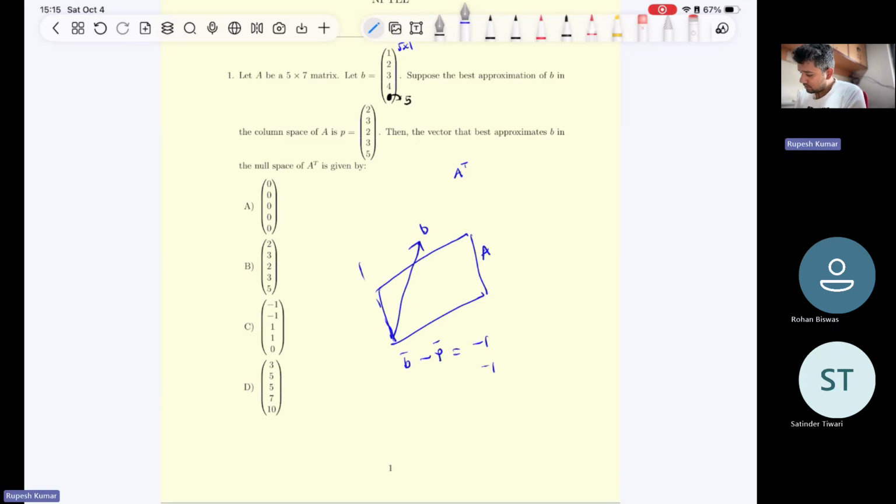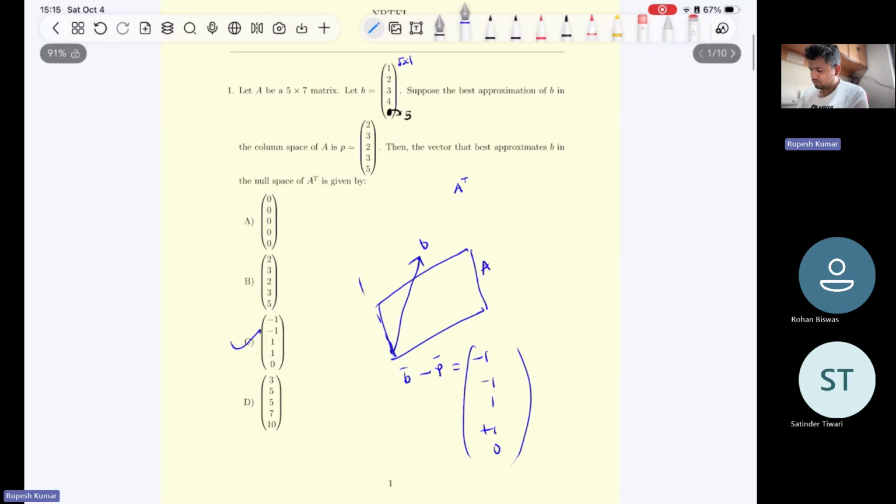Minus 1, 1, minus 1, 0, right? Wait a minute. 4 minus 3 is 1, plus 1. Yes, option C is correct, right? Any doubts? I think there are no doubts.